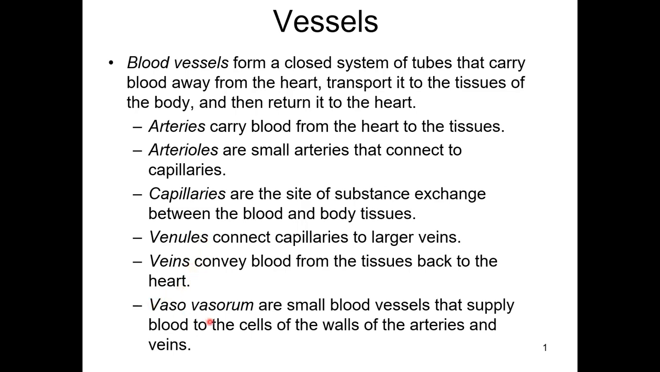The bottom line here, vasa vasorum, is a curiosity. Sometimes the veins and the thick arteries have such thick walls that the walls of these blood vessels need separate oxygen supply. And so these vasa vasorum are small, tiny blood vessels that supply oxygen and nutrients to the thick walls of big arteries and big veins.